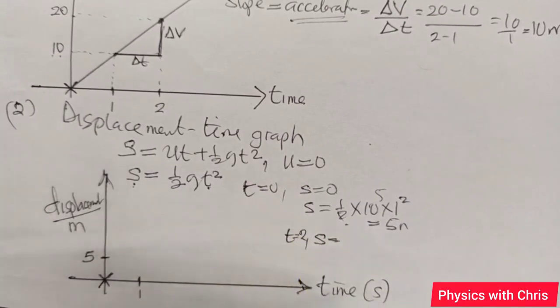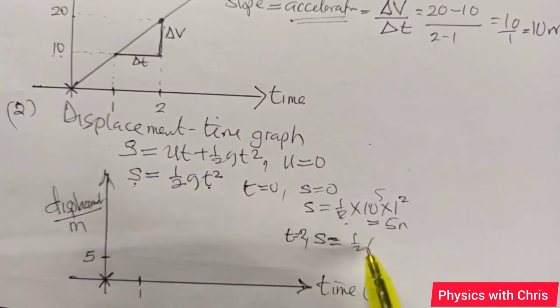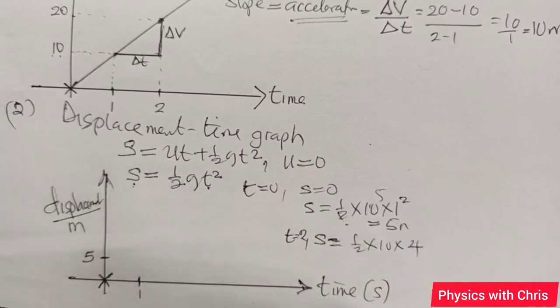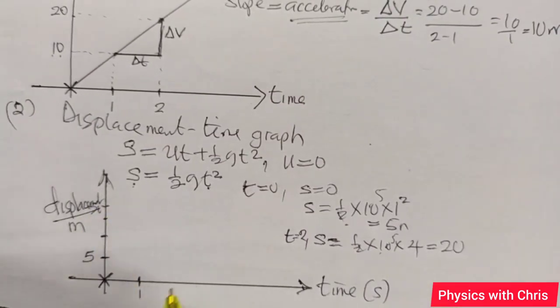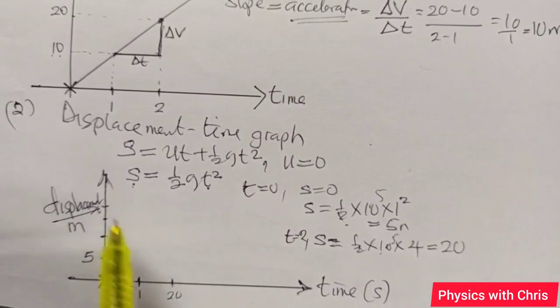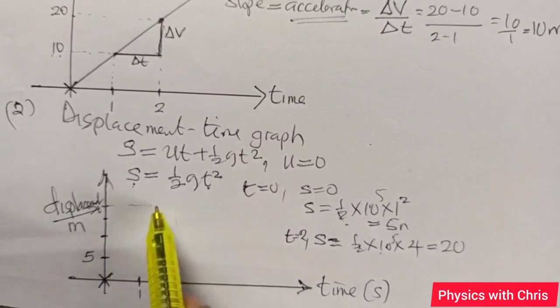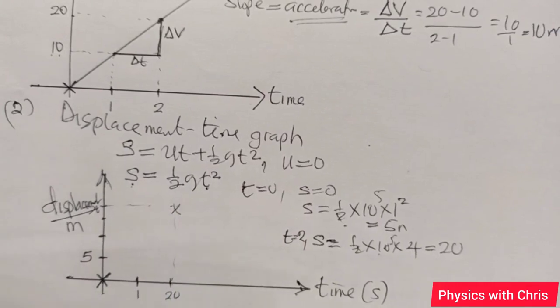2 seconds later, our displacement is half times 10 times 2 squared, which is 4. That gives us 5 times 4, which is 20 meters. Let's say this is 5, this is 10, this is 15, this is 20. Just 2 seconds later, it has fallen a distance of 20 meters. That's the case where the body is falling with an acceleration.